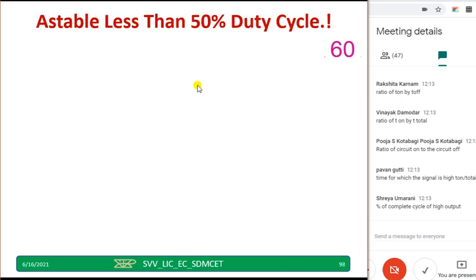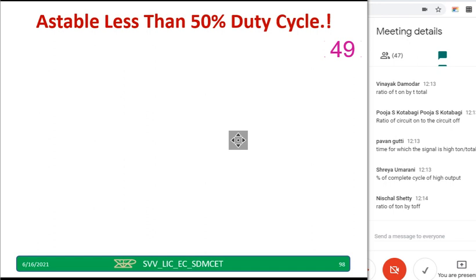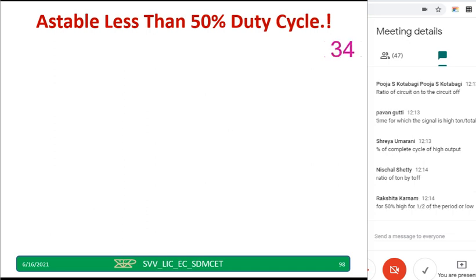In astable, if they ask for a 50% duty cycle, what modifications are you going to make in your circuit diagram? Can you tell? I will give 1 minute. This has already been discussed. How to get a square wave from the astable was already discussed in the class. I want you to recall and type that in the chat box. Yeah, Rakshita, it's correct, but how to do it? What modification are you going to make in the circuit diagram you have discussed? What changes are you going to make? It was already discussed in the previous class.